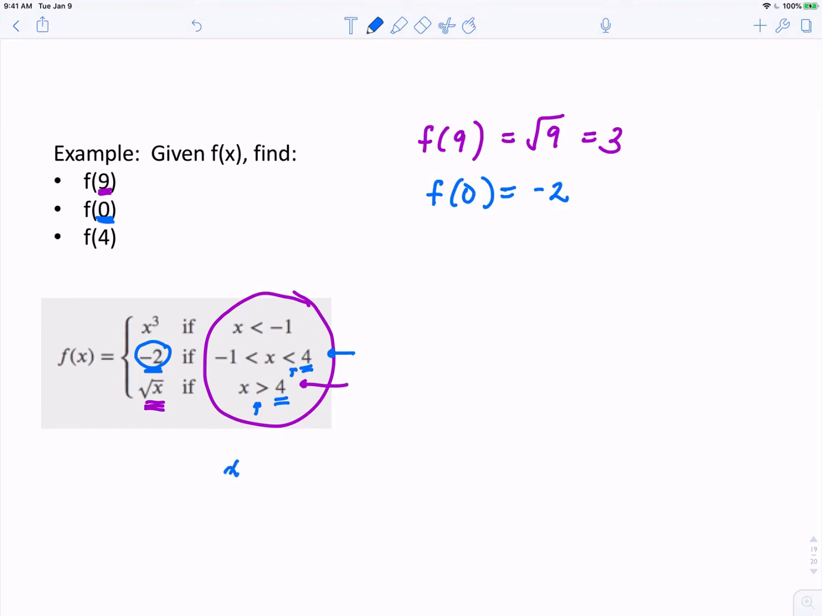But what happens if x is equal to 4? Notice that that is not in the domain of the function. So this is not in the domain. So we don't know what rule to apply. And so this cannot be done because 4 is not in the domain of the function.